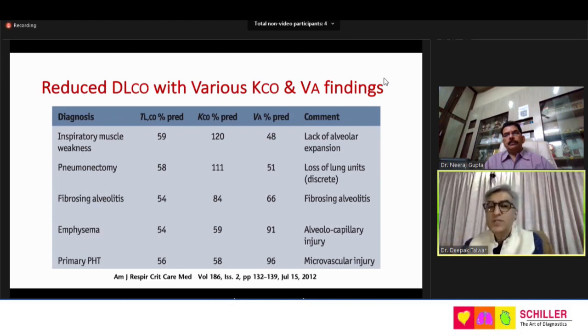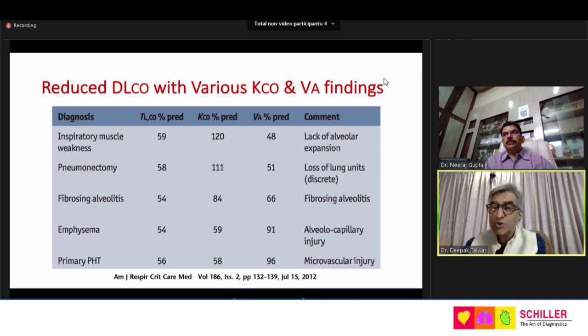Then what is the importance of VA? VA is trying to tell you whether the amount of air was adequate or not. Now in inspiratory muscle weakness, you can't inhale completely. VA is going to be reduced, so you can see that it is 48%. In pneumonectomy, because part of the lung has been removed, less air will go, 50% will go. VA is going to be reduced 50%.